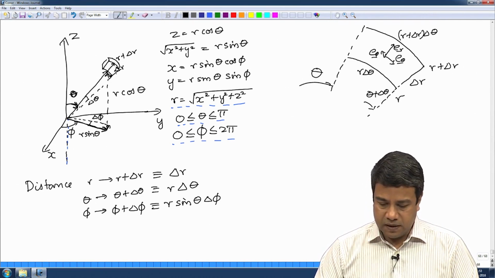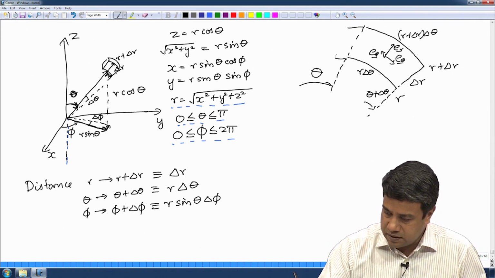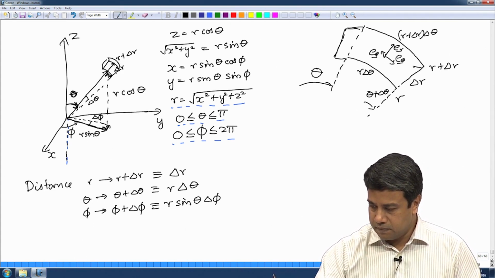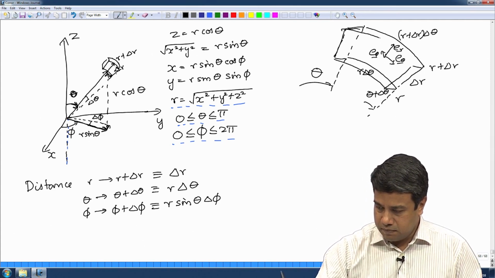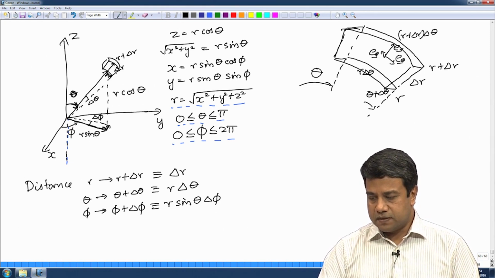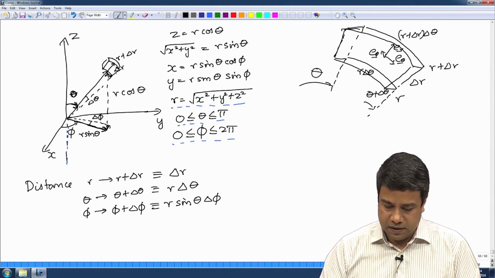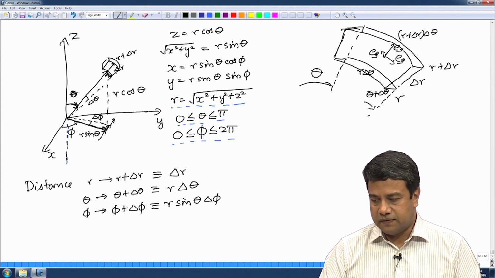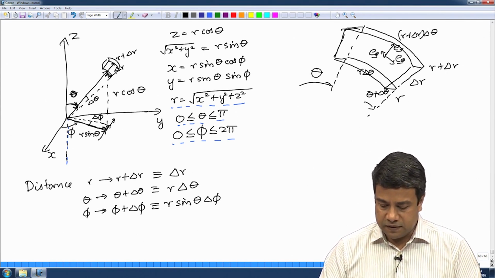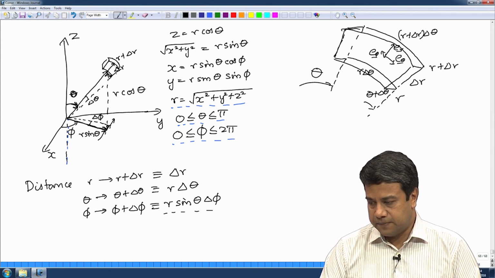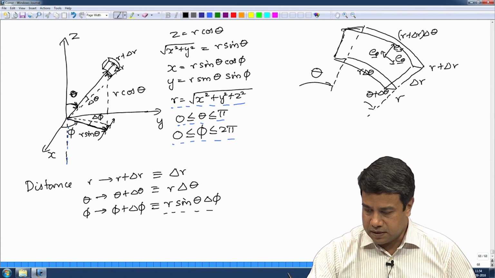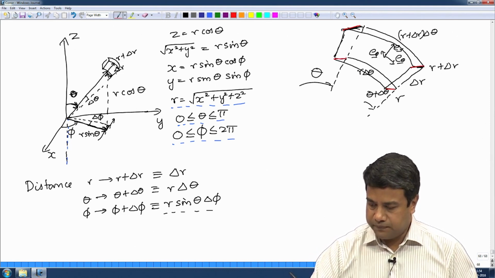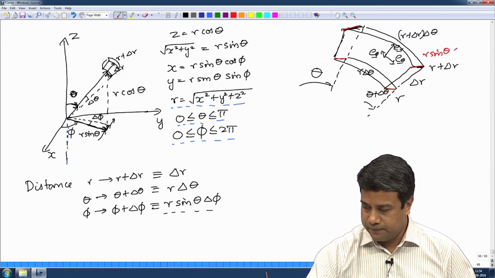In the phi direction, if you increment by a small angle phi, you get something that goes like this. These faces on the sides, which are perpendicular to these two, are at phi and phi plus delta phi. And the distance that you travel in the phi direction is going to be equal to r sin theta times delta phi.